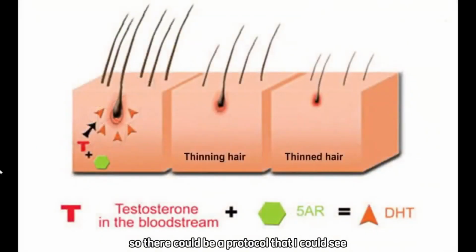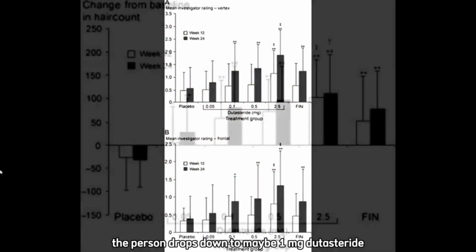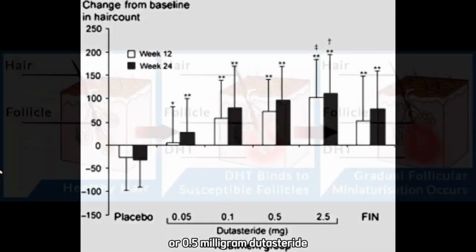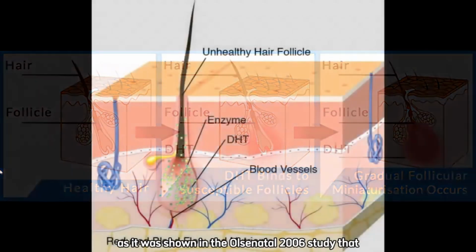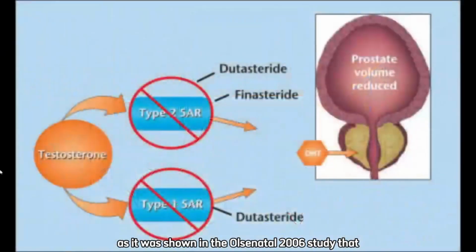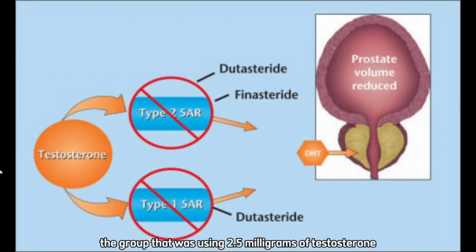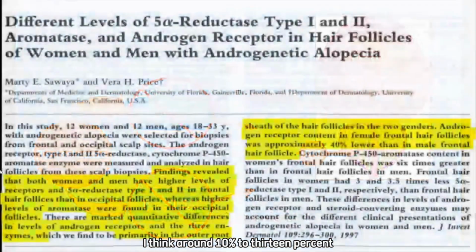So there could be a protocol that I could see where 2.5 milligram is tried for about 6 months to a year, and then from there the person drops down to maybe 1 milligram dutasteride or 0.5 milligram dutasteride. But in any case, go talk to a doctor. I'm not a doctor. Just be safe, because when you go to the 2.5 milligram dutasteride group, as it was shown in the Olsen et al. 2006 study, the group that was using 2.5 milligram dutasteride had a higher rate of sexual dysfunctions. I think around 10% to 13%.